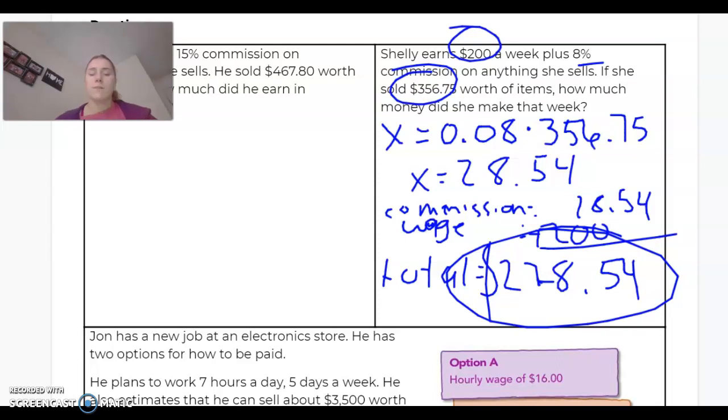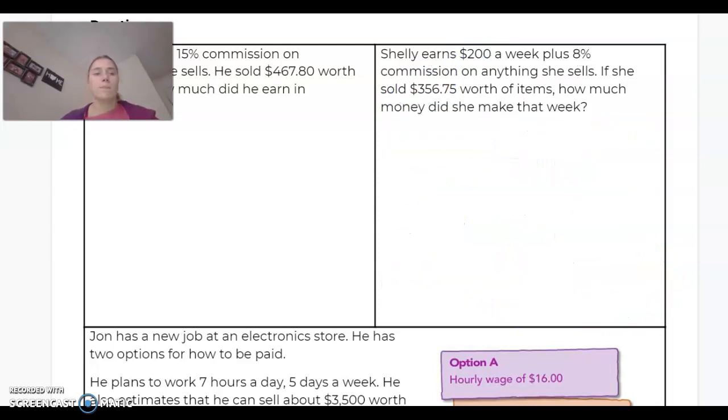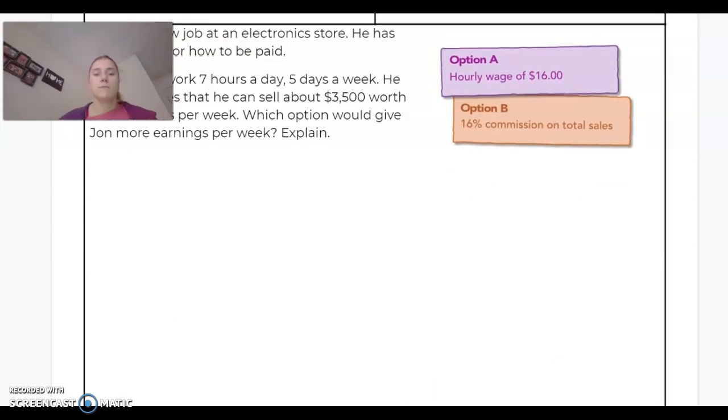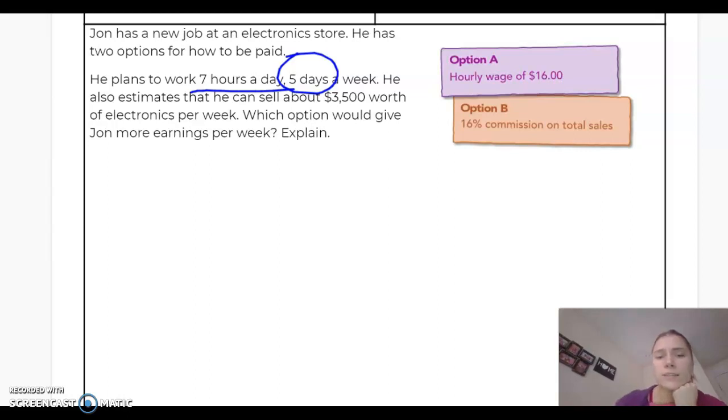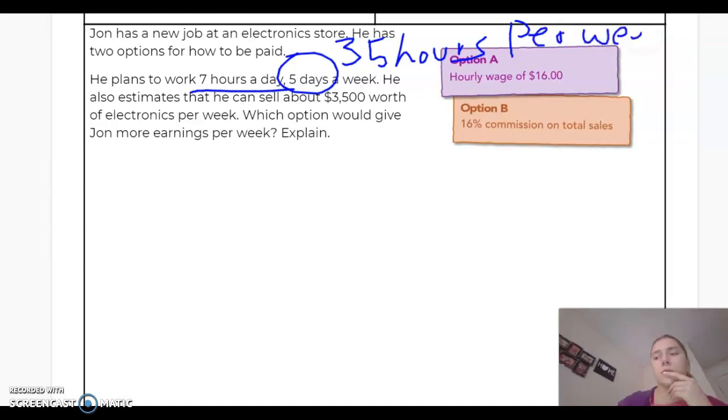We can do that. For number 3, let's move down. We've got here, John has a new job at an electronics store. He has 2 options for how to be paid. He plans to work 7 hours per day, 5 days a week. So if we do 7 hours per day, 5 days a week, that's 35 hours a week, right? Multiply 7 times 5. So we have 35 hours per week. Okay?